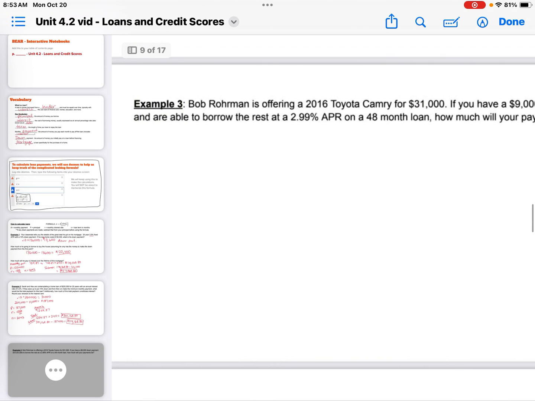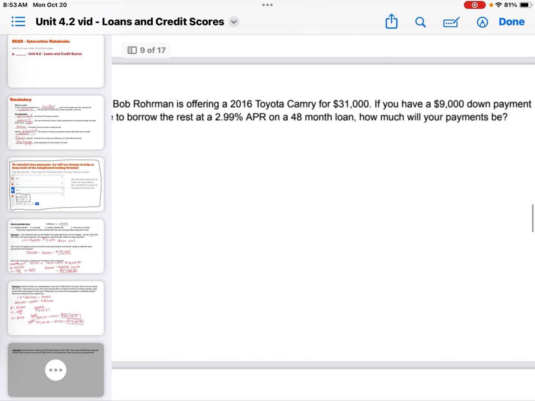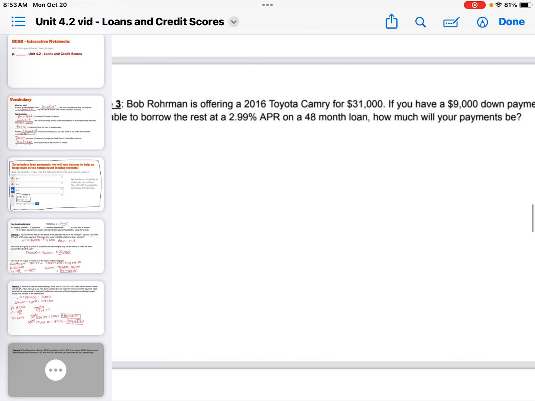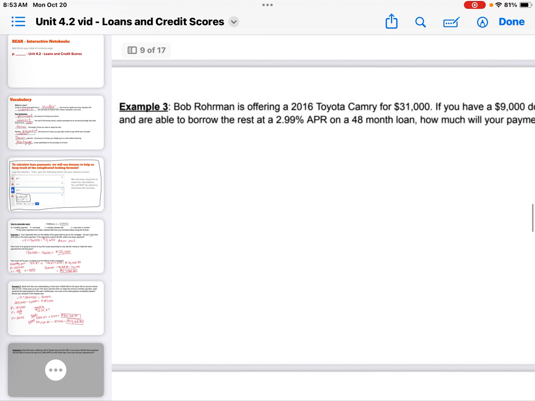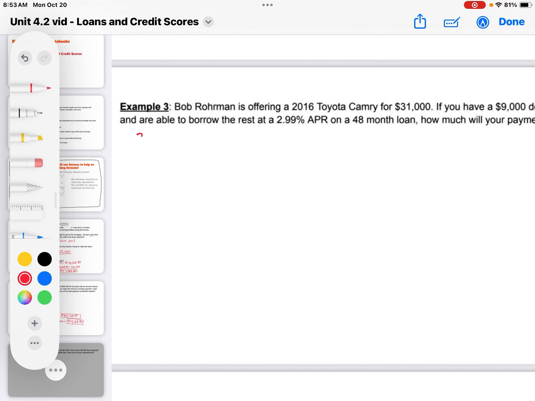All right, here's another one. They're offering a 2016 Toyota Camry for $31,000. If you have $9,000 down to pay and are going to borrow the rest, we take our $31,000 minus $9,000, which means we're going to finance $22,000 for the car. The interest is 2.99%, so that'll be 0.0299 divided by 12. And then a 48-month loan.